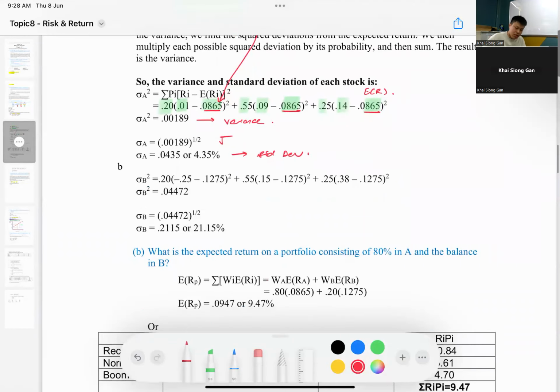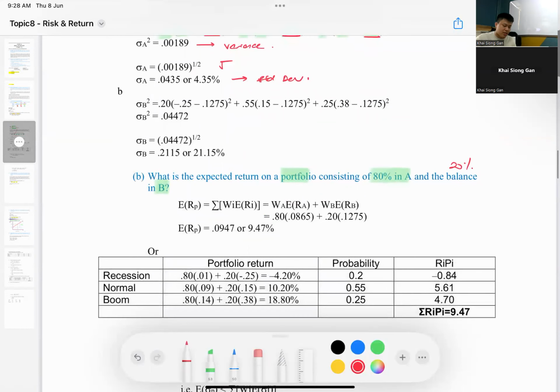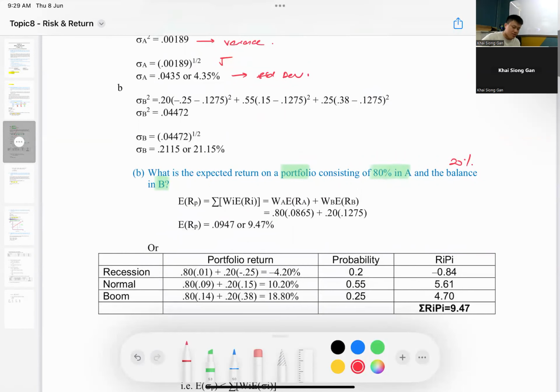Okay, now I want to calculate the expected return of a portfolio. A portfolio consists of 80% in A and the balance in B. So how much is in B? 20%, no? 20% in B. Now I have two methods for me to calculate. The first one is to use the method that I learned just now, or another method is because I already have the returns of the individual assets, I can just use the weightage and times.